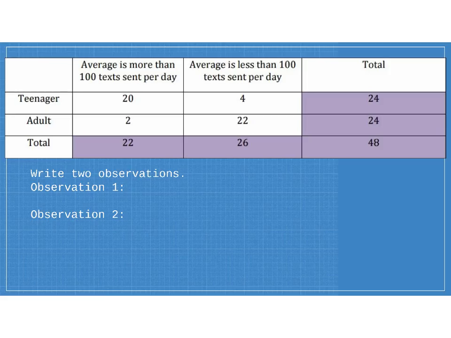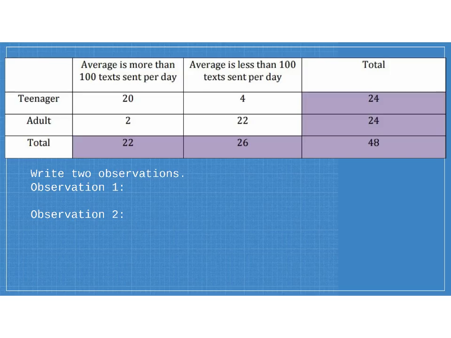What I want you to do here now is write two observations. Any observations you may see is important to this table. And so go ahead and pause as you think about and write down these observations. Feel free to share and discuss these in your groups.